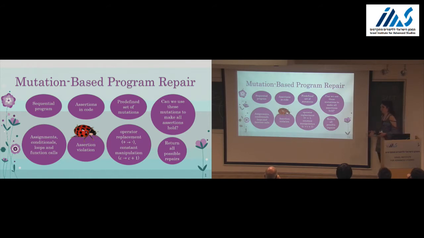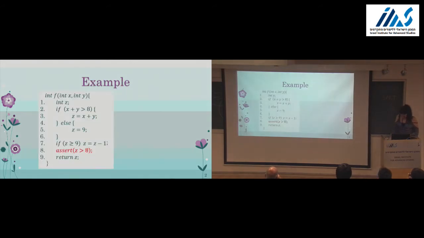Sometimes there is more than one option, and our goal in this work was to return all possible options, all possible repairs. So here's a quick example. This is a function f that gets two inputs. Do not try to understand what it does because it's nothing significant at all.